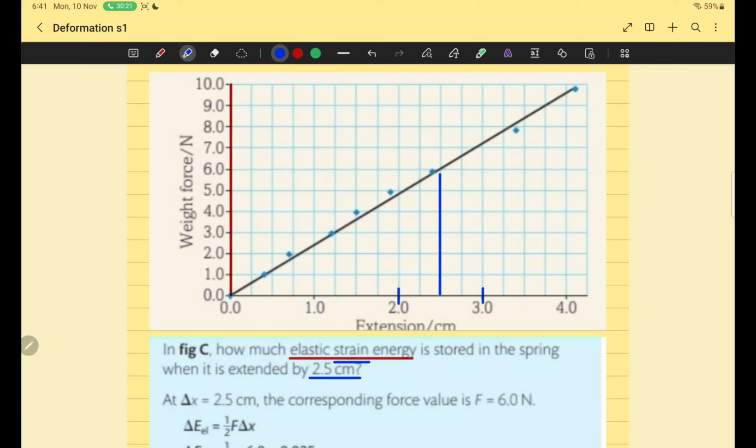This is the middle point. This is the midpoint of 2 and 3. So this is extension 2.5 centimeter. And when the extension is 2.5 centimeter, now check what is the force. Sir, force is 6 Newton. Force is 6 Newton. And sir, what is the formula to calculate elastic potential energy और इलास्टिक स्ट्रेन एनर्जी?